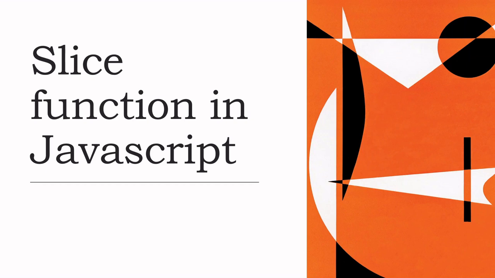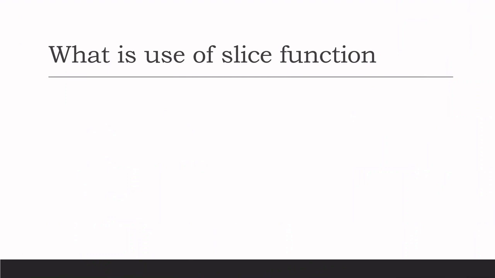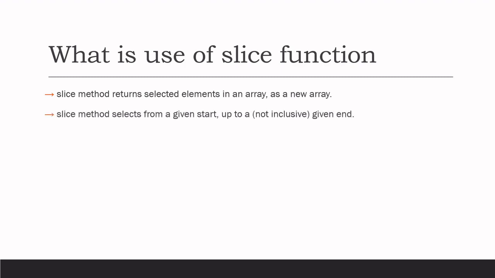So we'll start with the slice function. What is the use of the slice function? The slice method returns selected elements in an array as a new array. So whatever array we have, we can select some specific elements from it and create a new array using the slice method. The slice method selects from a given start point up to a given end point, but the end point is not included in the new array. It's up to that point.